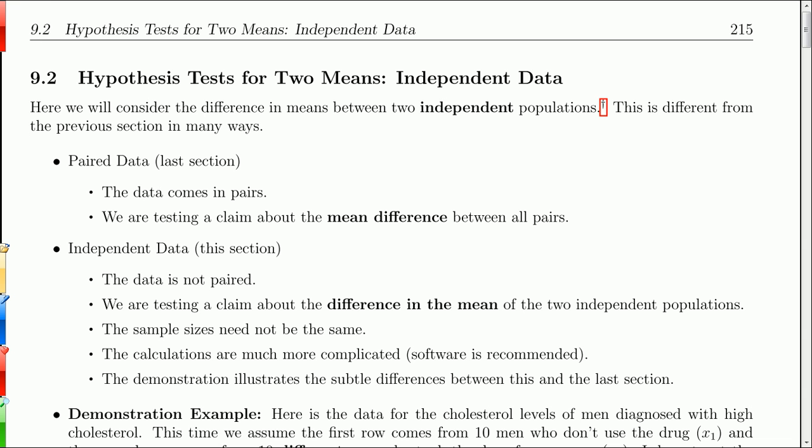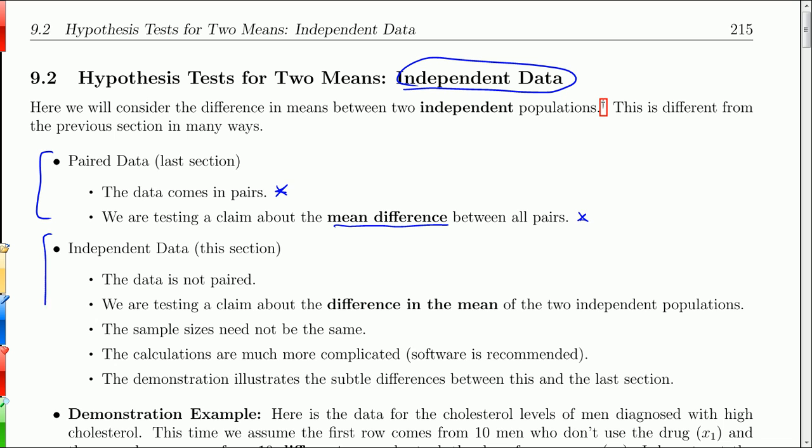Hypothesis for two means, independent data. Here we'll be considering the difference in means between two populations. Now this is different from the previous section in a few ways. If we look at the last section, the data came in pairs, and we were testing a claim about a mean difference. So we got all the pairs, got all the differences, and then tested a claim about the mean difference.